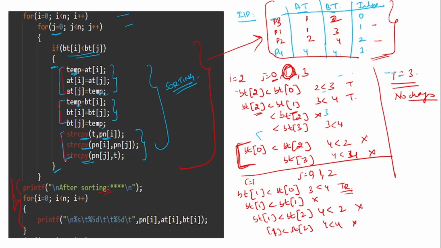And obviously whenever we sort the burst, we need the least burst time at the top, so we need to swap the details of the processes also. That means the arrival time also, the process id also, we need to swap all the details for all the processes. So that's how we are doing it. We are swapping the arrival time, we are swapping the burst time, and finally we are swapping the process id also, so that we have all the information intact of all the processes.